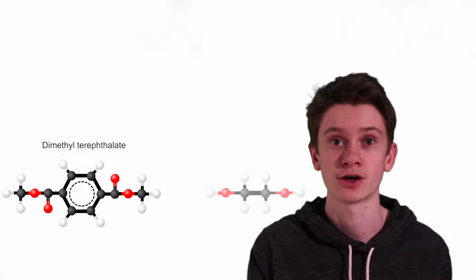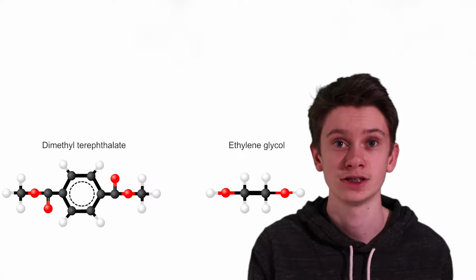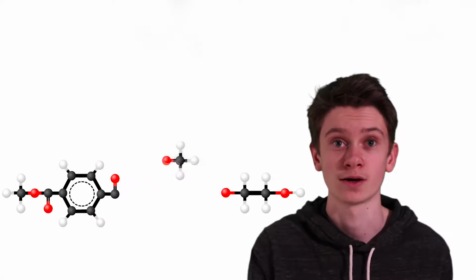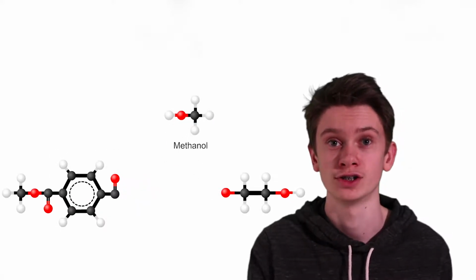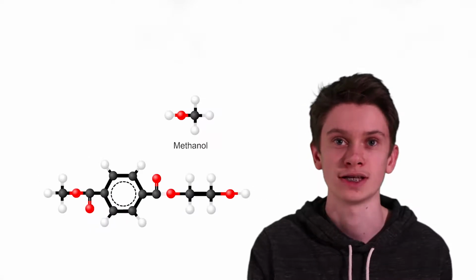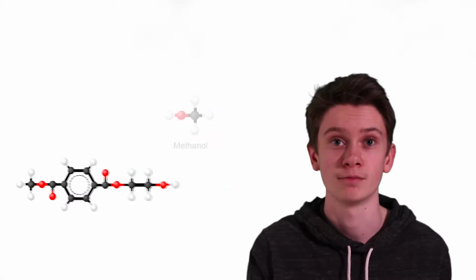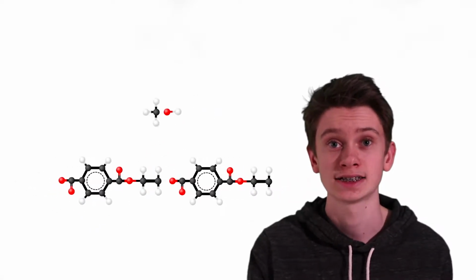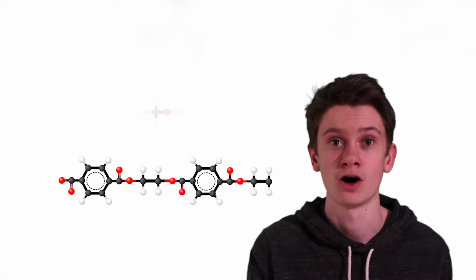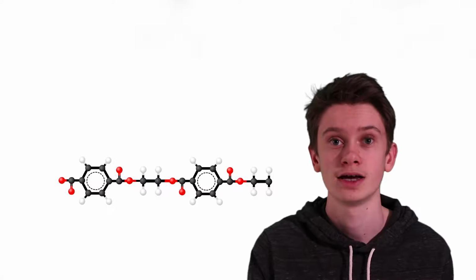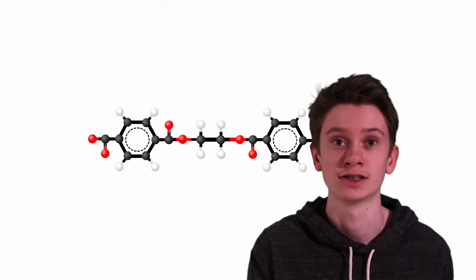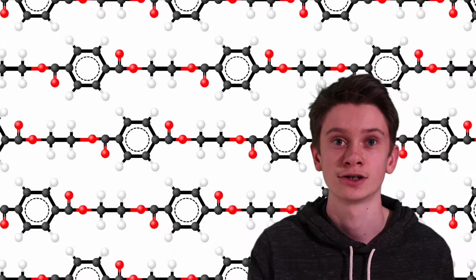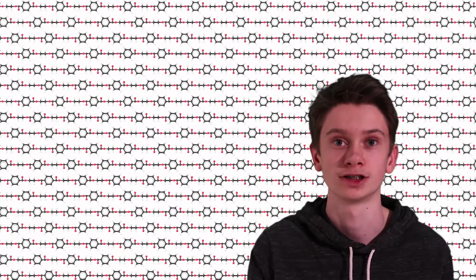In the dimethyl terephthalate process, DMT and excess ethylene glycol are reacted at 150 to 200 degrees Celsius with a basic catalyst, eliminating methanol. Then, excess ethylene glycol is distilled off at 270 to 280 degrees Celsius in a vacuum, and finally, all that is left is PET. This reaction occurs many times, creating a long polymer chain.